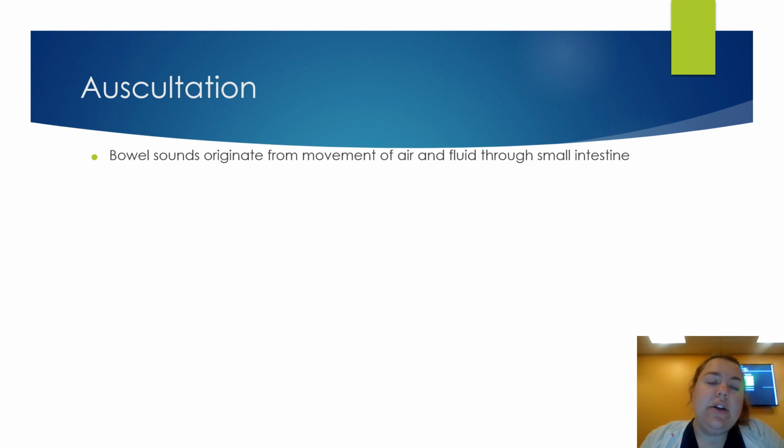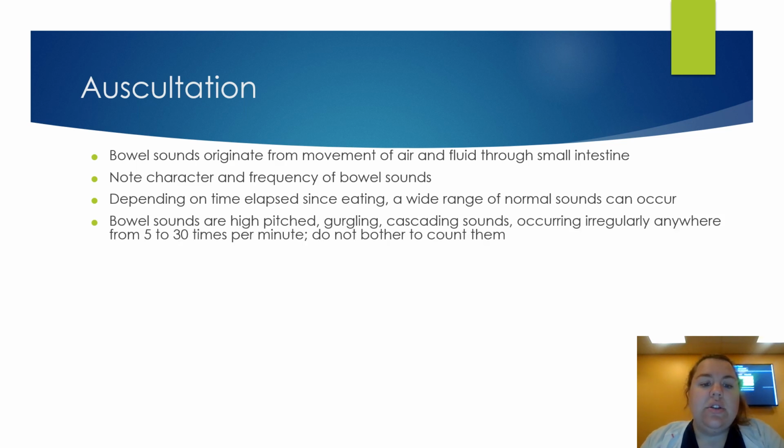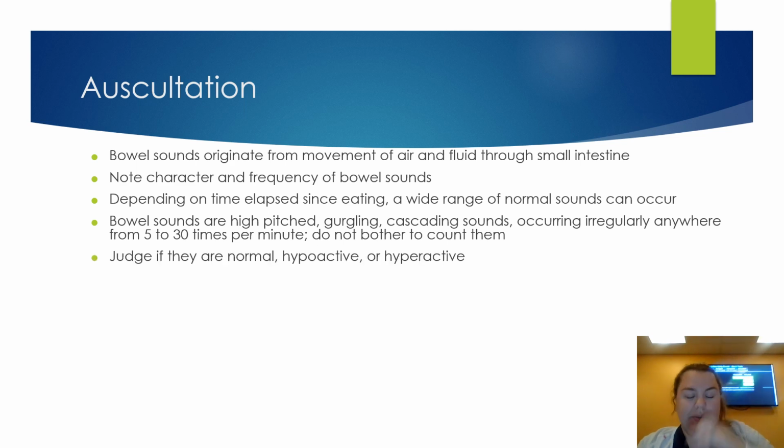Bowel sounds come from movement of air or fluid through the small intestines. You're going to note the character and the frequency of the bowel sounds. It all depends on how long since they've eaten. A wide range of sounds can occur. They're usually high-pitched, gurgling, cascading sounds. They occur irregularly, usually 5 to 30 times per minute, so don't count them. You're really just judging whether they're normal active, hypoactive, or hyperactive.